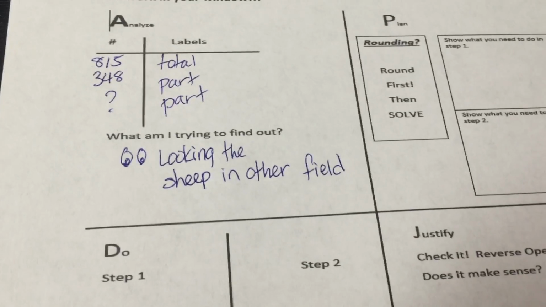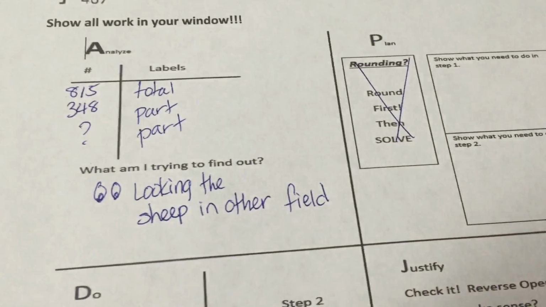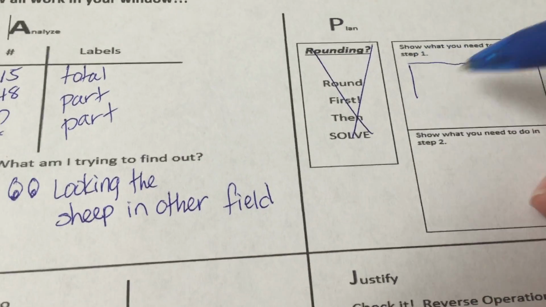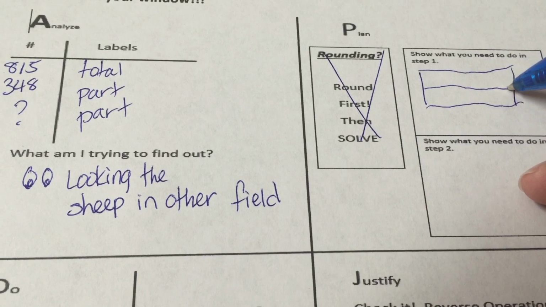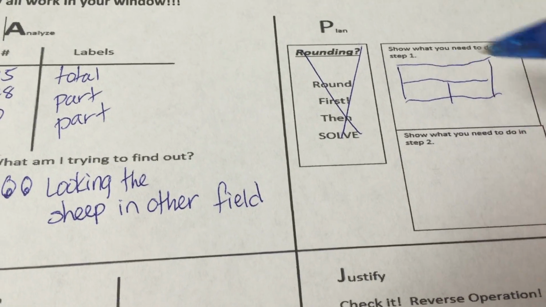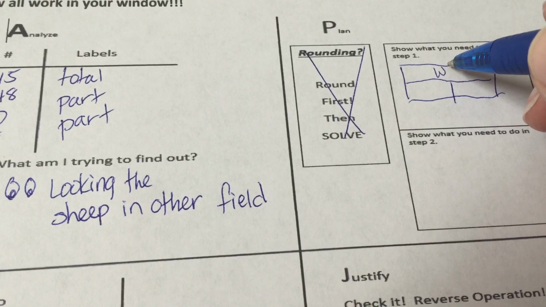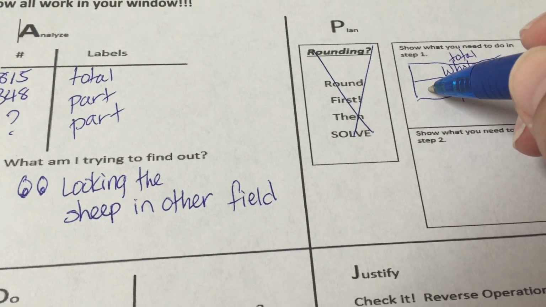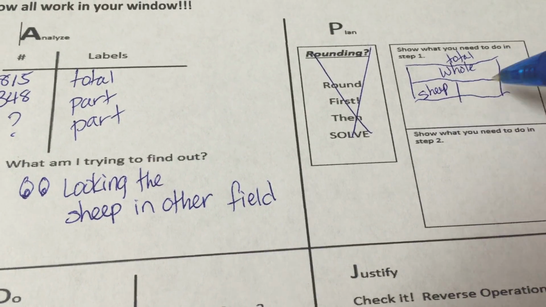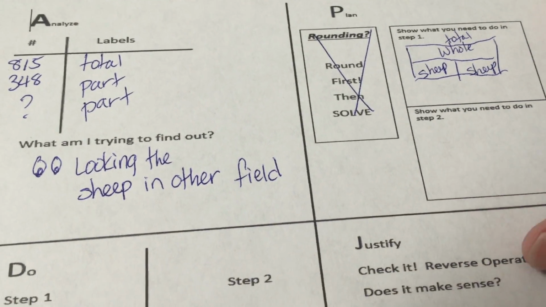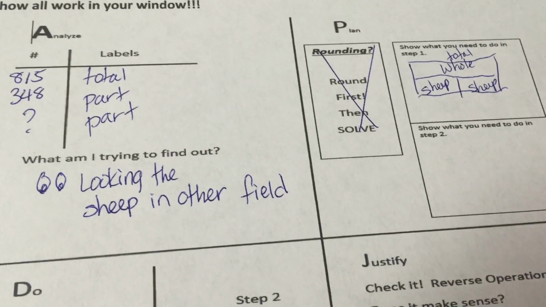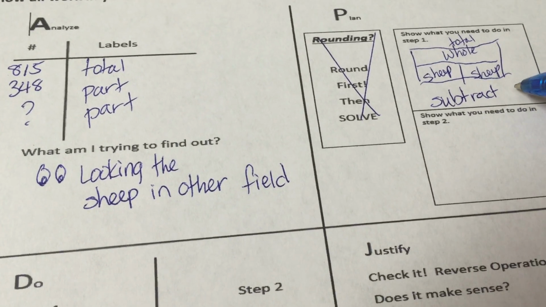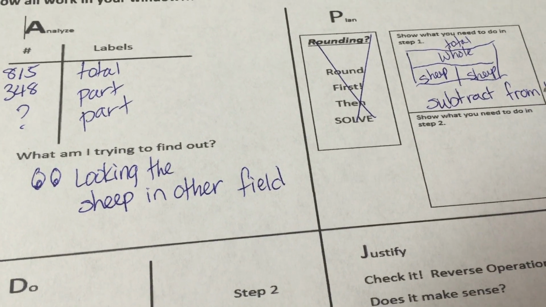So, do we have any rounding in this problem? No, and we're going to learn about rounding this week. So show what I need to do in step 1. Well, I can do a couple things, but the thing that's going to help me the most right now, and that I've noticed is really helpful with my friends, is going back to my part whole mat. So here's my whole, or my total, and here's a part, sheep, and sheep. Well, what am I doing then? So my plan is I have to subtract one group of sheep from the total.